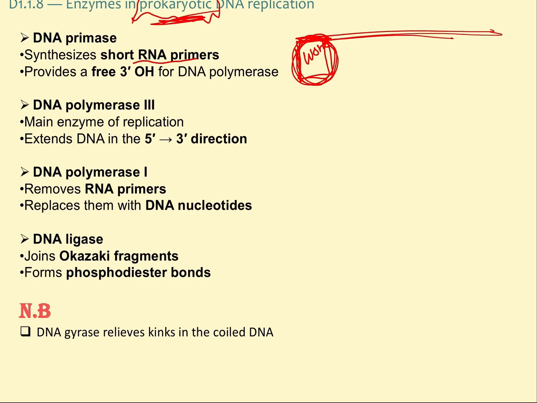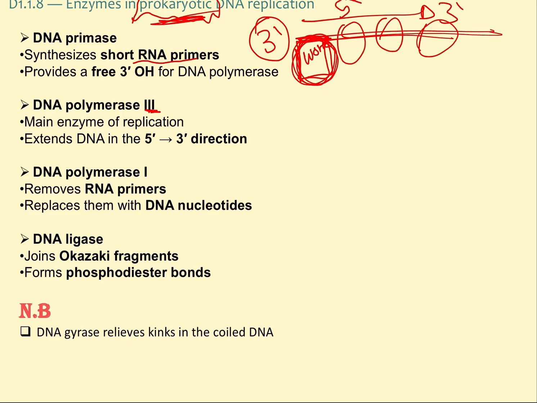Okay, and DNA polymerase 3 is one of the main enzymes. It's the main builder. It extends the strand by adding nucleotides. And remember in which direction? From the 5' end to the 3' end direction.